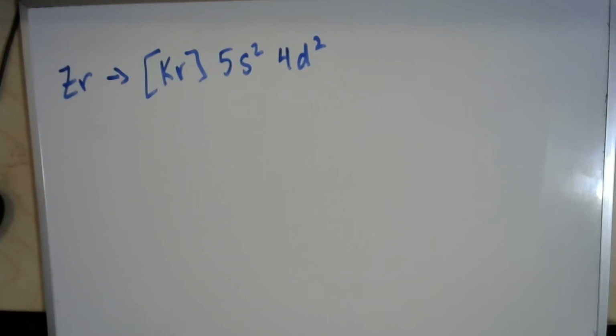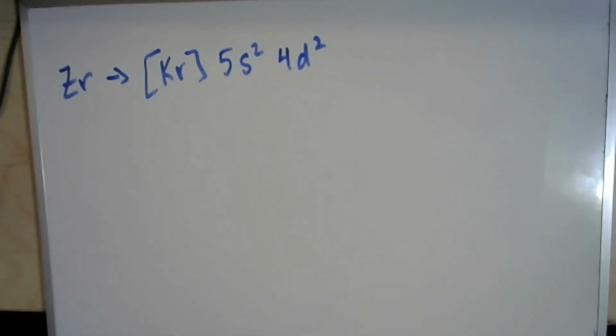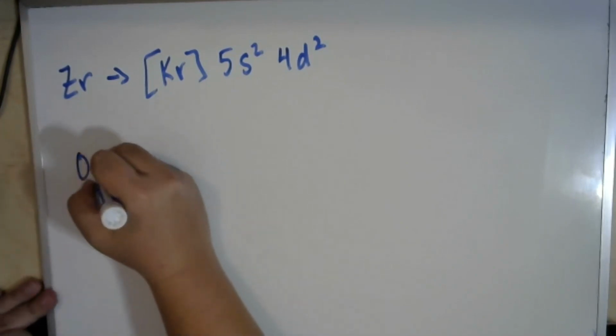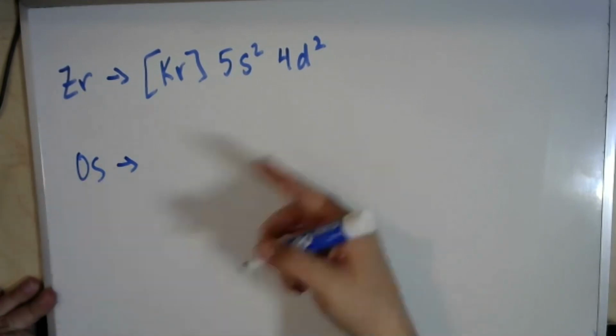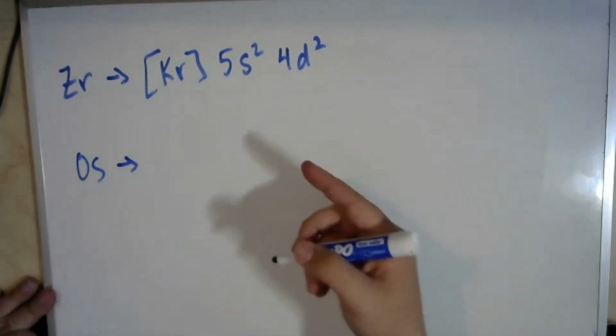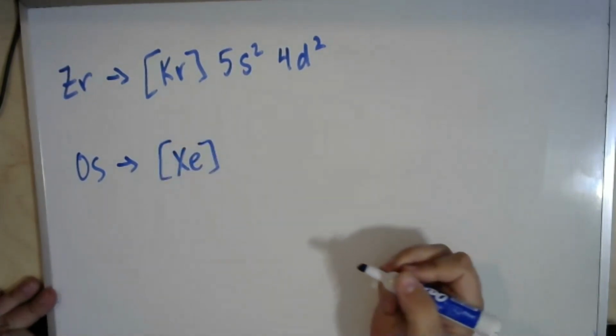Okay, hopefully that makes sense. The second example was for osmium. Okay, so again, I would find osmium on the periodic table. It's number 76. I would go to the noble gas that precedes it, which means comes before it. And that's going to be xenon.